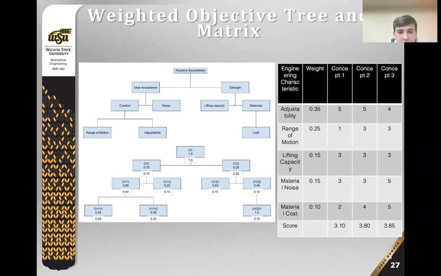In order to identify the best concept design, we used an objective tree diagram and a weighted decision matrix. Key engineering characteristics were assigned weights via the objective tree diagram, and these weights carried over to the decision matrix. Concepts were judged on a 1 to 5 scale for each characteristic, with 5 being strong and 1 being weak. We went through each concept, ranking the characteristics, and came up with the table shown at the right.